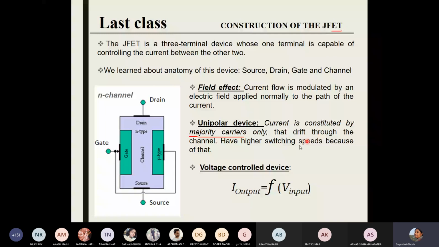So these are terms that are very much compatible with 1 mark questions, right? What is field effect? What do you mean by a unipolar device? Give an example of a voltage control device, something like that.